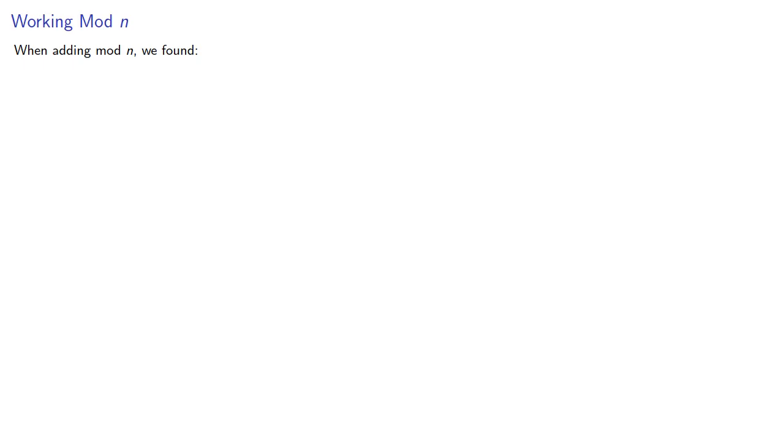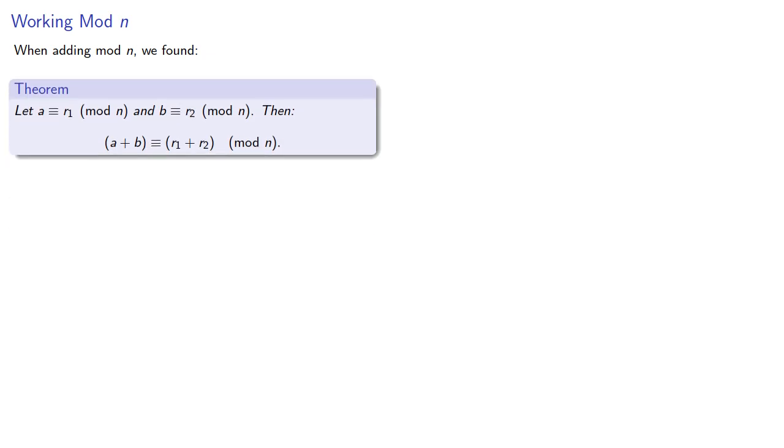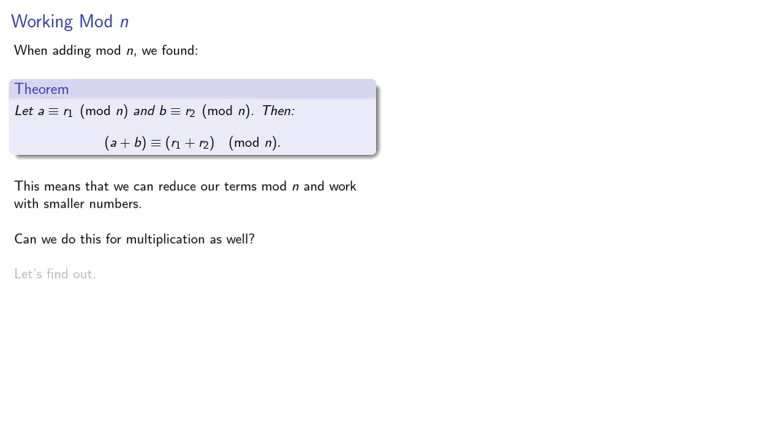When working mod n, we found that we could add two numbers by adding any number they were equivalent to. This means we could reduce our terms mod n and work with smaller numbers. Can we do this for multiplication as well? Let's find out.